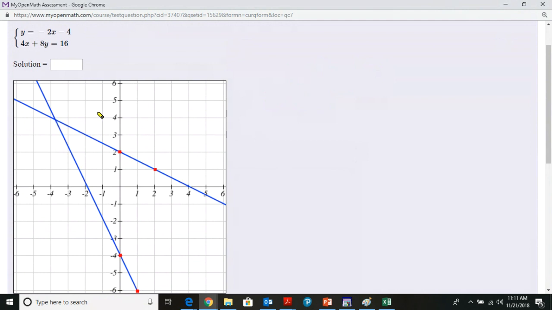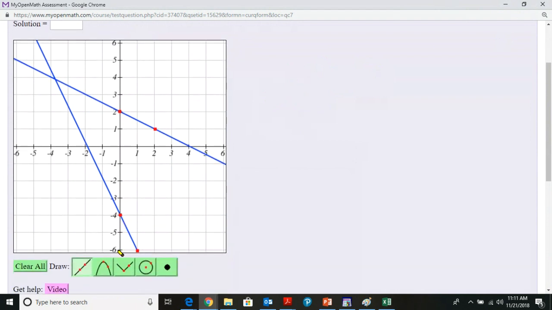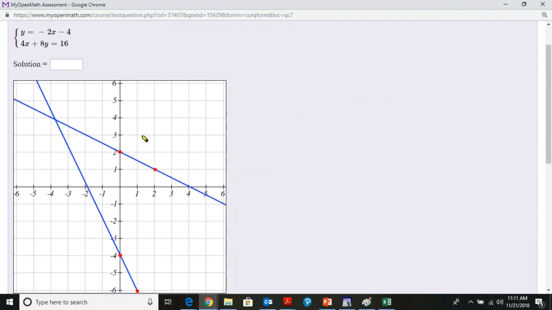Oh, that is not a good intersection point. Let me check myself. We crossed at -4 and we have a slope of -2, so drop 2, run 1. That looks perfect. And then the second one, it was -4/8, so that's -1/2. That's drop 1, run 2, and it crossed the axis at 16 divided by 8.